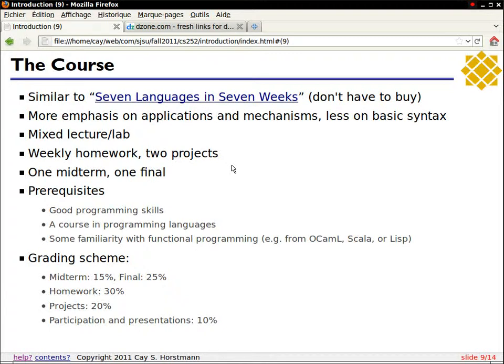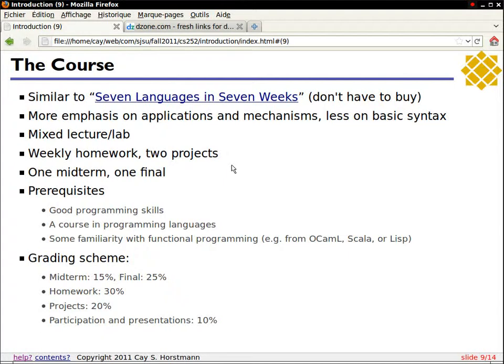So there'll be a midterm and a final. Prerequisites are, of course, good programming skills. If you don't feel that you can code, you are not going to enjoy a class in programming languages. Just like, if you don't think that you can solder, you probably shouldn't be in hardware. I have no idea. I'm not a hardware guy.